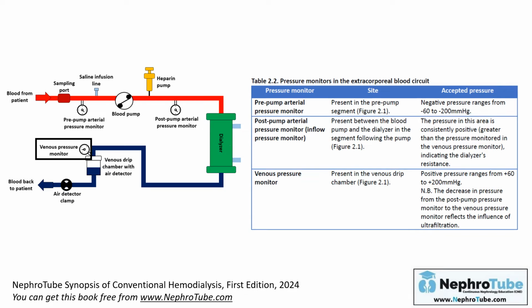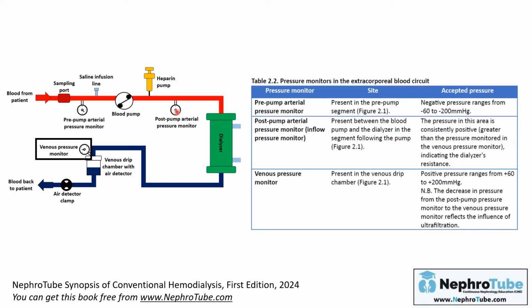The third pressure monitor is the venous pressure monitor. It is present in the venous drip chamber. The pressure in it is from +60 to +200 mmHg, so it is also positive. An important point is that the positive pressure in the venous pressure monitor is always lower than the pressure monitored in the post-pump arterial blood pressure.